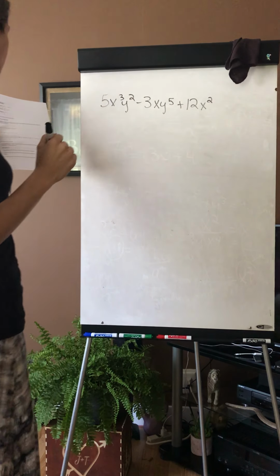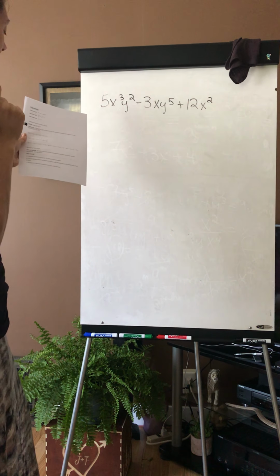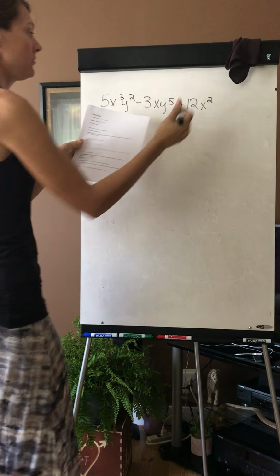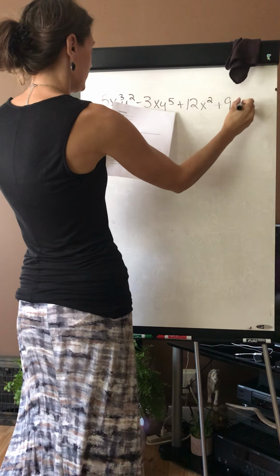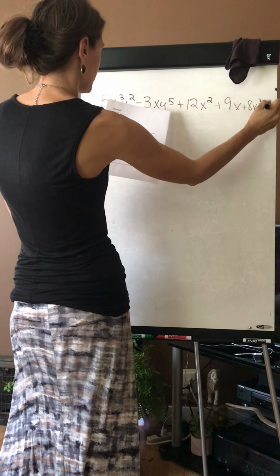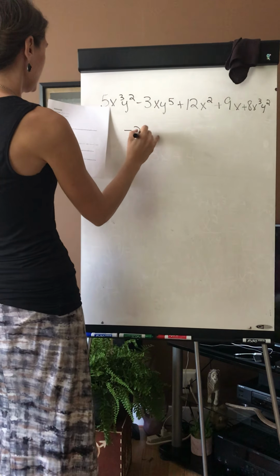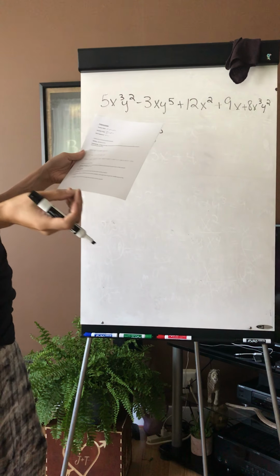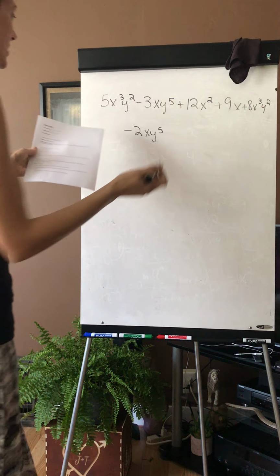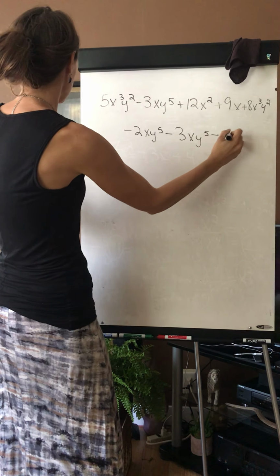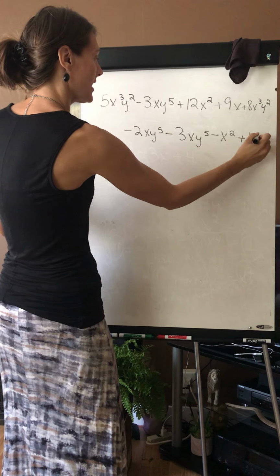And then we have a minus sign. So that negative, again, I'm changing the sign of every term after it. So that negative 9x becomes positive 9x. And then positive 8x cubed y squared. And then negative 2xy to the 5th. And then similarly for that third grouping, I'm going to change the sign. So negative 3xy to the 5th, negative x squared, positive 18x.